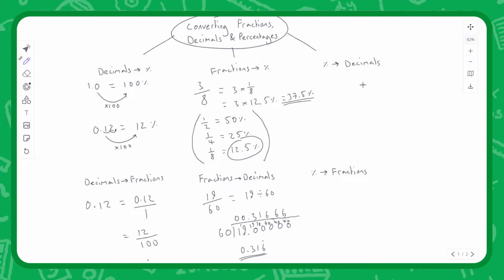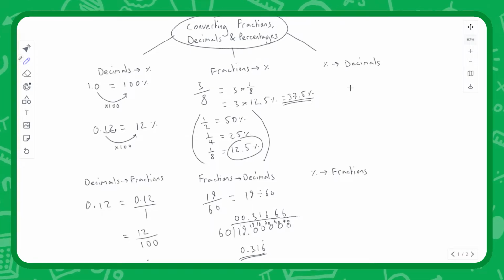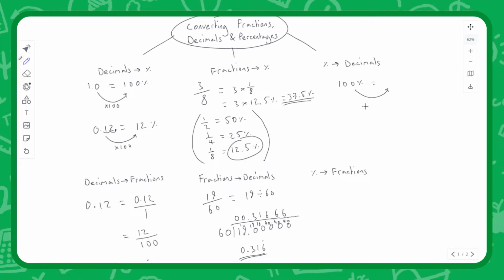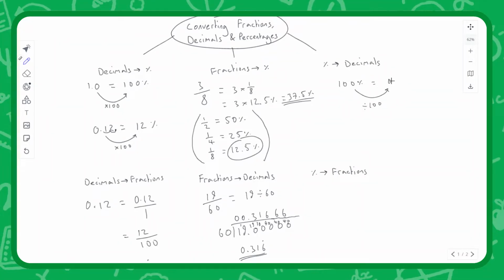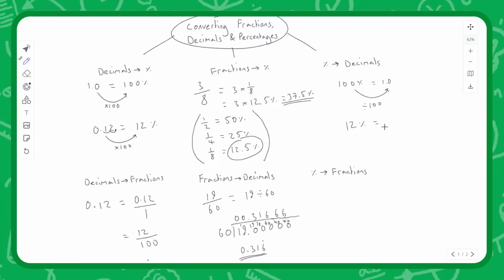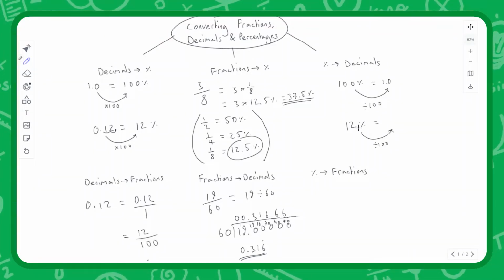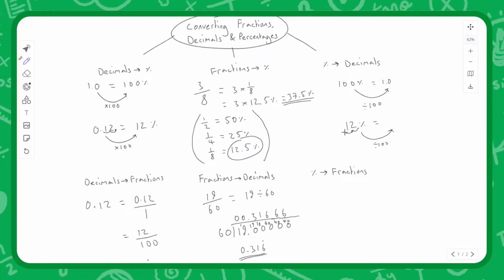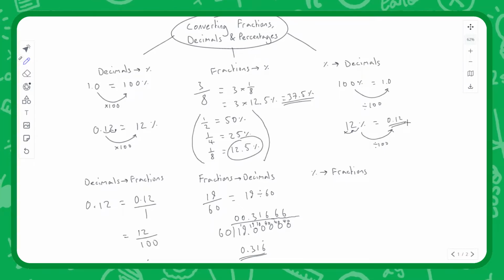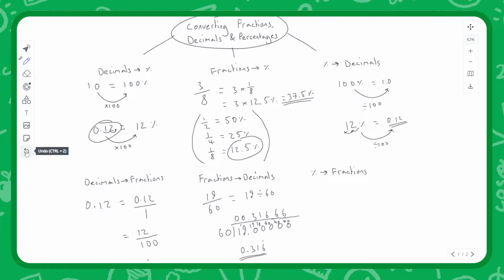Percentage to decimals. This is quite nice. It's just the opposite of this. From decimals to percentage, we times by 100. From percentage to decimals, we just divide by 100. So, for example, 12%, we just divide this by 100. Obviously, that decimal point next to the 2 is going to shift up 2 spaces. We're going to end up with 0.12. And, obviously, that's the same as what we started with here. So we're just going back the other way.